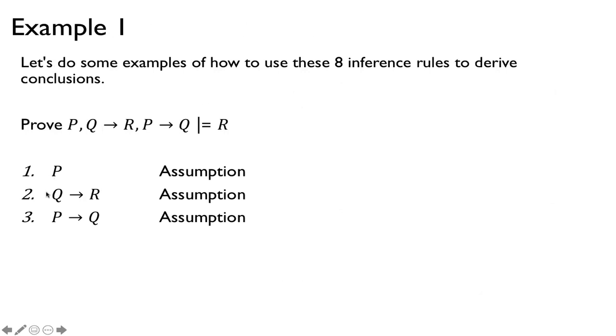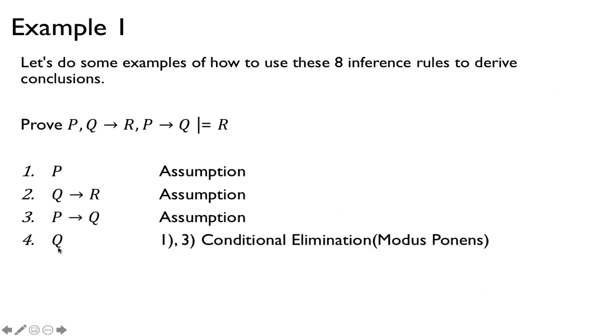Okay, so now how do we get R? Well, let's look at this and see if we can combine certain things. If we know P and we know P implies Q, we can put them together and get Q. So the reason here is that we're using sentences 1 and 3, and our reasoning is the conditional elimination. This is Modus Ponens. Given P and P implies Q, then we get Q. So that's the conditional elimination. So again, on a test, you want to be able to write the sentences and also the reason for the conclusion given here.